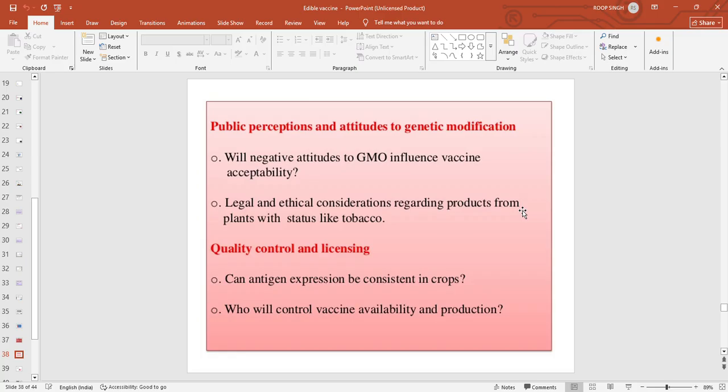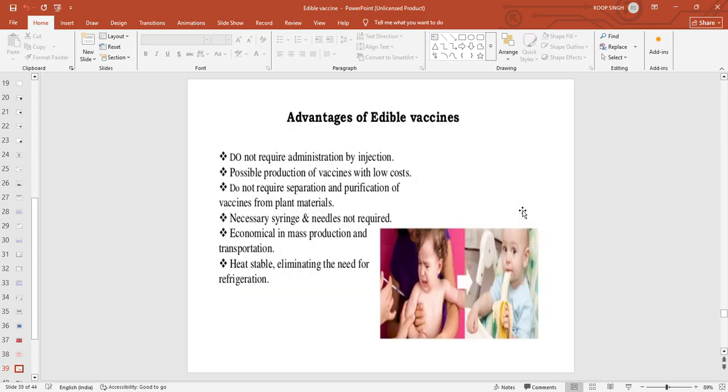Quality control will be an issue. Can antigen expression be consistent in crops? Who will control vaccine availability and production? So these are some of the issues which need to be addressed. But still, there are several advantages of edible vaccines. They do not require administration by injection, so they can be easily given to kids. Suppose it is in banana, they can easily have their vaccine with bananas.